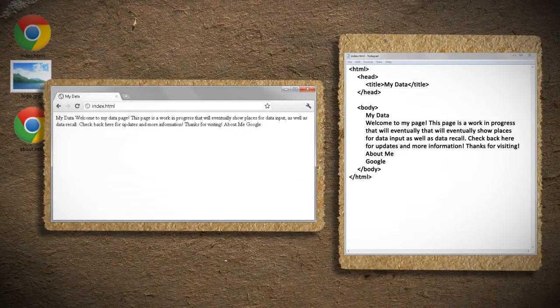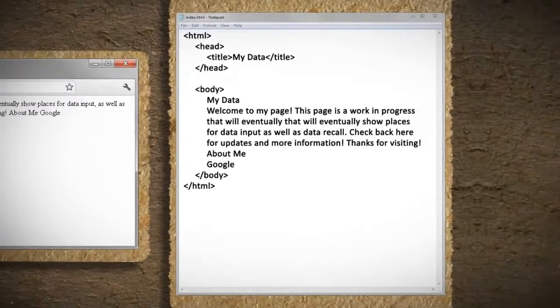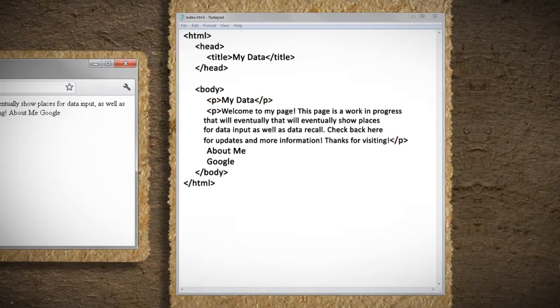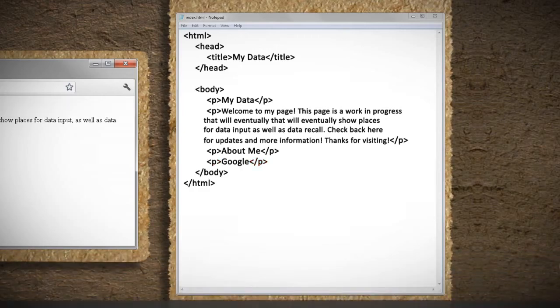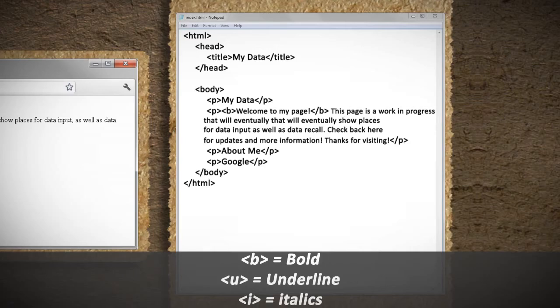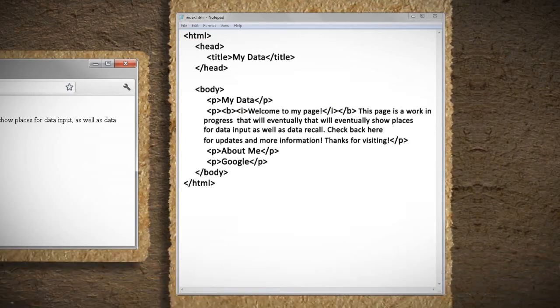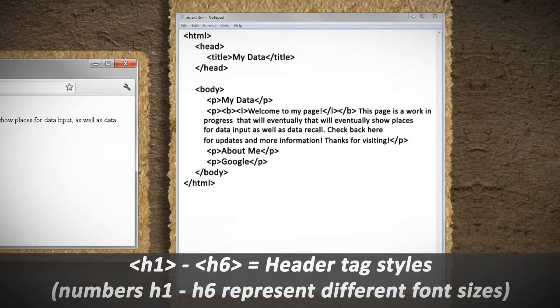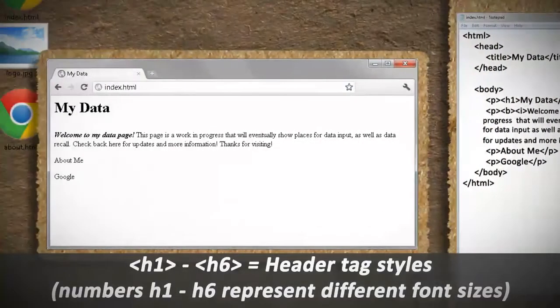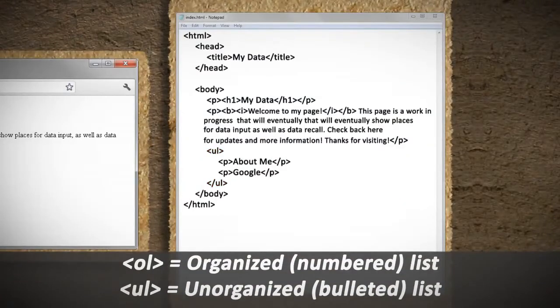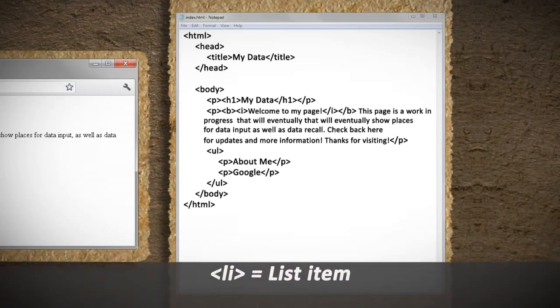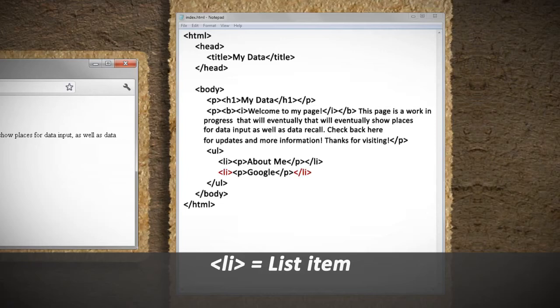This looks very plain, so let's spice it up by adding some formatting. First, let's tag the text into groups using P for paragraph. The general formatting tags are B for bold, U for underline, and I for italics. There are some preset header tags that you can add to the text that you want to stand out. To list items, use the list tags, which are OL for organized or numbered lists and UL for unorganized or bulleted lists. Then tag each item in the list with LI for list item.